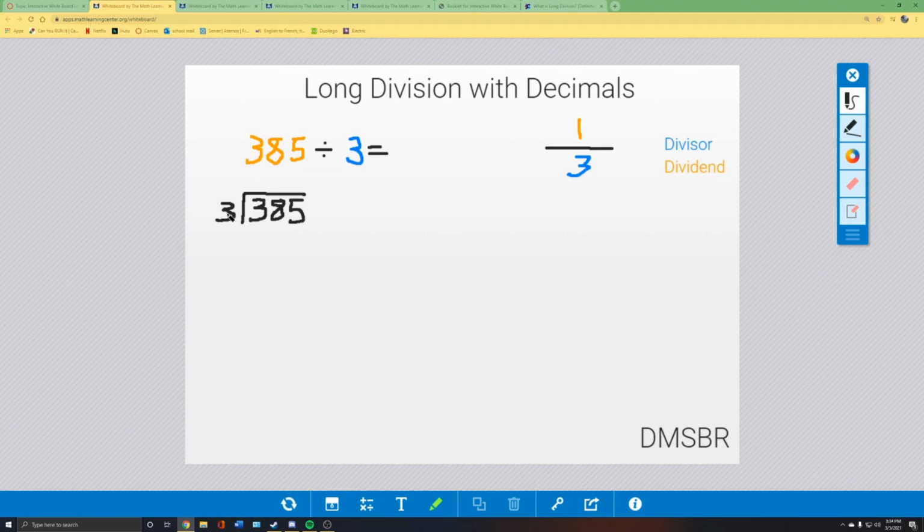So let's begin. 3 goes into 3 once. 3 times 1 is 3. Subtract, 0. Bring down the 8. 3 and 8 is 2. 6. 2. 5. I wish that looked like a 5. I'm going to just show the arrows real quick. 3 into 25 is 8 times. 4, 24.